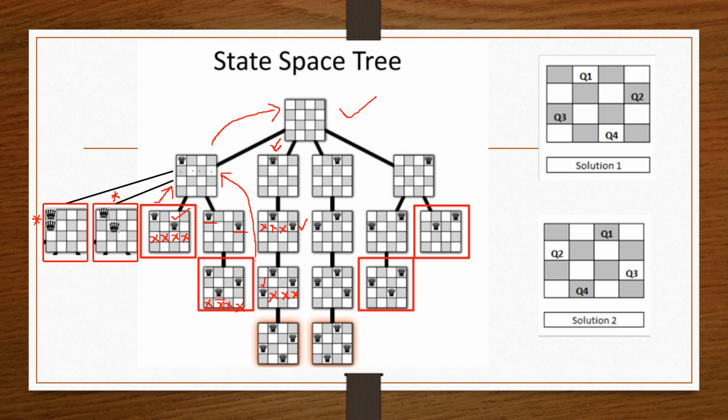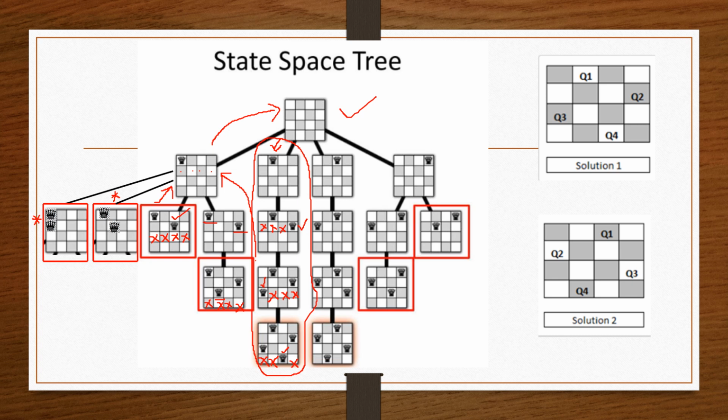So fourth queen cannot be placed in the first column because of vertical clash. It cannot be placed in the second column because of vertical clash. It can be placed in the third column, no clashes. It cannot be placed in the fourth column because of vertical clash. So in this set, I have successfully reached my solution without any clashes in the queen. So this is one of the solutions.